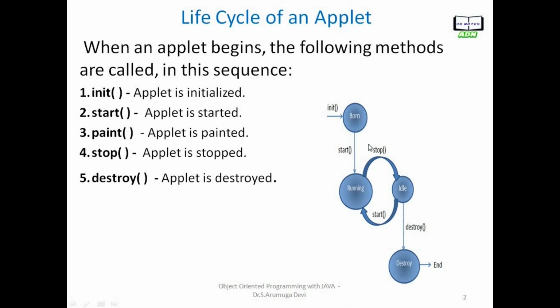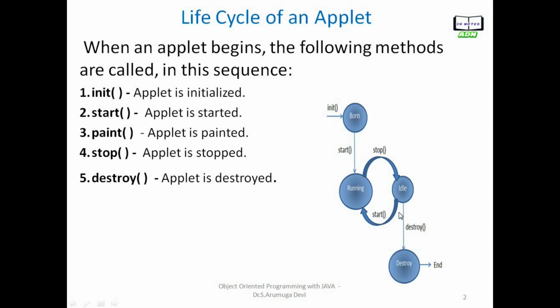See this diagram, there are various stages an applet can go through. When the init function is called, it goes to the born state, and then automatically it calls the start method. So it goes to the running state. Whenever it is running, it moves to the idle state by calling the stop method. These methods are called automatically, so when you minimize the browser, the stop method is called. All these methods are supported by the Java Applet class. In most applet programming, the code inherits the properties of the Applet class.